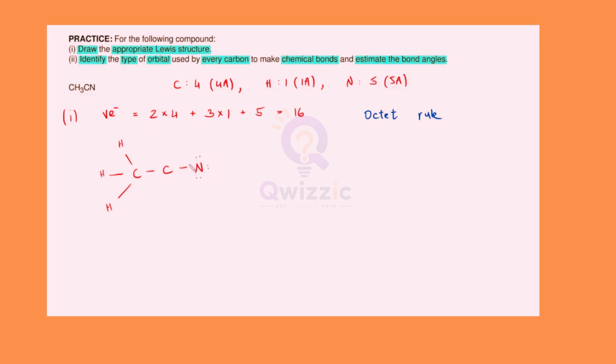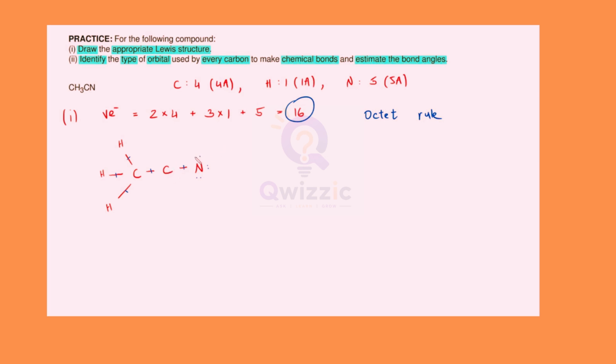And now, if we calculate the total number of electrons assigned, we have 1, 2, 3, 4, 5 bonds. That gives us 10 electrons, plus 6 electrons coming from the lone pairs of nitrogen. And that gives us 16, which is exactly the number that we had to get. This is the total number of valence electrons that we must end up with. So there are no lone pairs that should be added to carbon. But there is a problem.